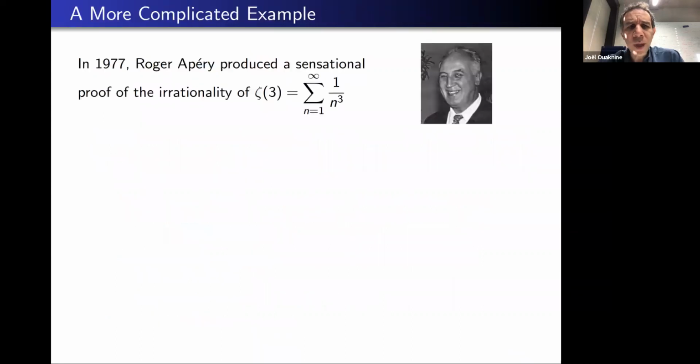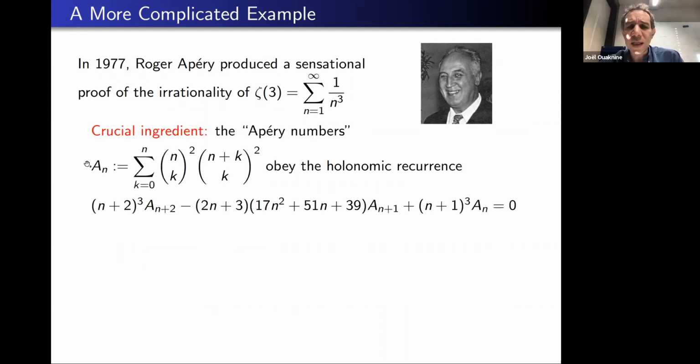Okay. So let's look at a slightly more complicated example. In '77, Roger Apéry produced what has been described as a sensational proof of the irrationality of zeta of 3. So this is the Riemann zeta function, and zeta of 3 is this expression here. And the critical ingredient that Apéry used are the so-called Apéry numbers, which are defined as this binomial expression, a little bit more complicated binomial expression.